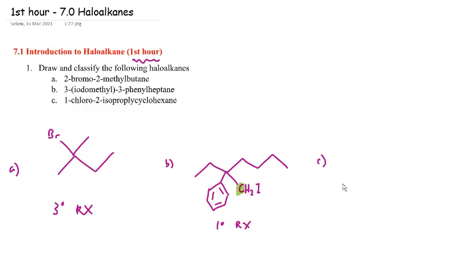And for the last structure, 1-chloro-2-isopropylcyclohexane. The parent is cyclohexane, and at carbon number 1 we have chloro, and at carbon number 2 we have our isopropyl, which looks like this. To classify this haloalkane, we focus on the carbon attached directly to the chlorine. This carbon has 2 carbon neighbors, and therefore this is a secondary haloalkane.